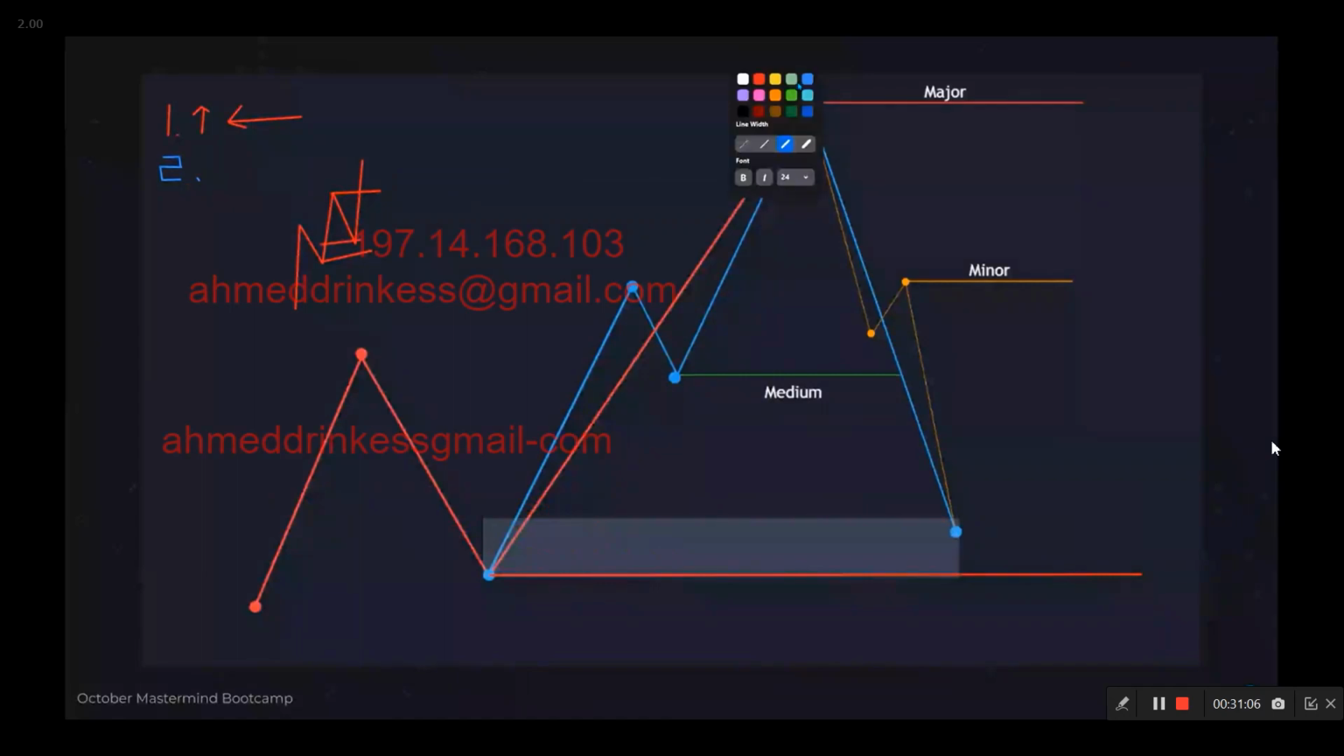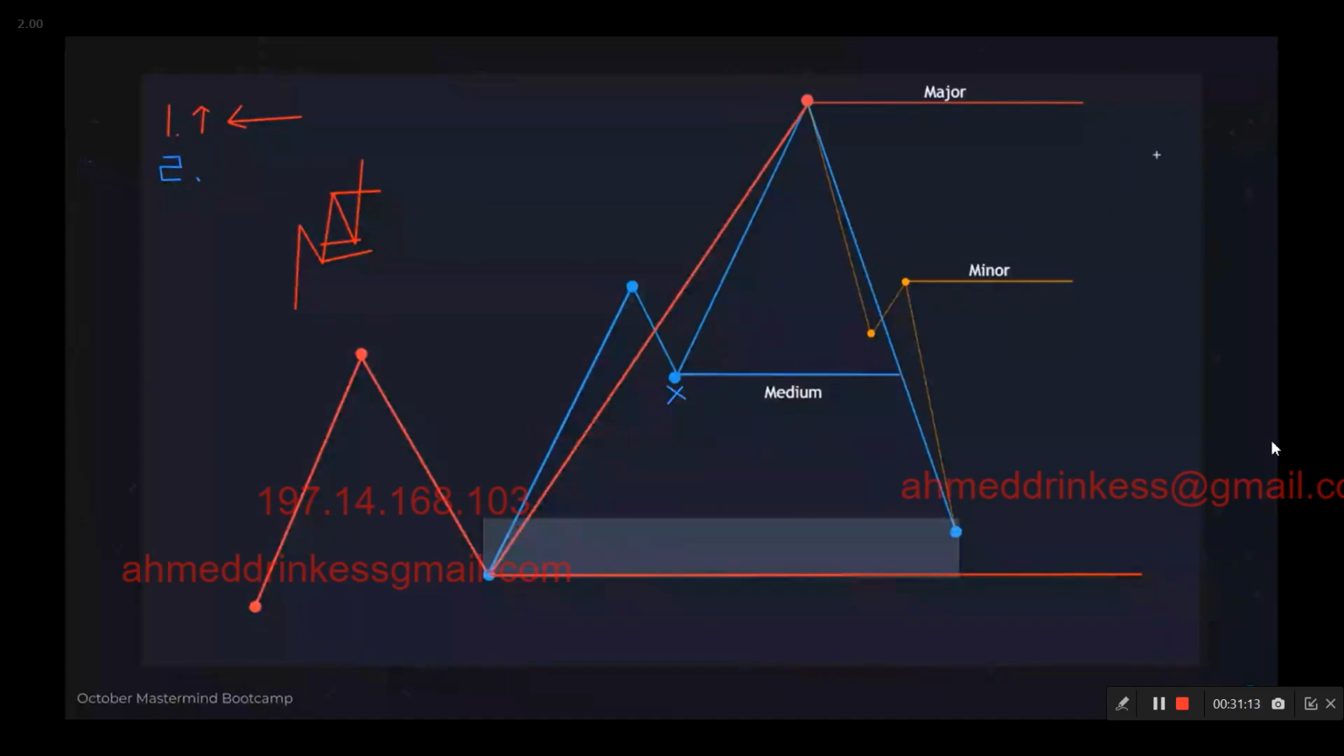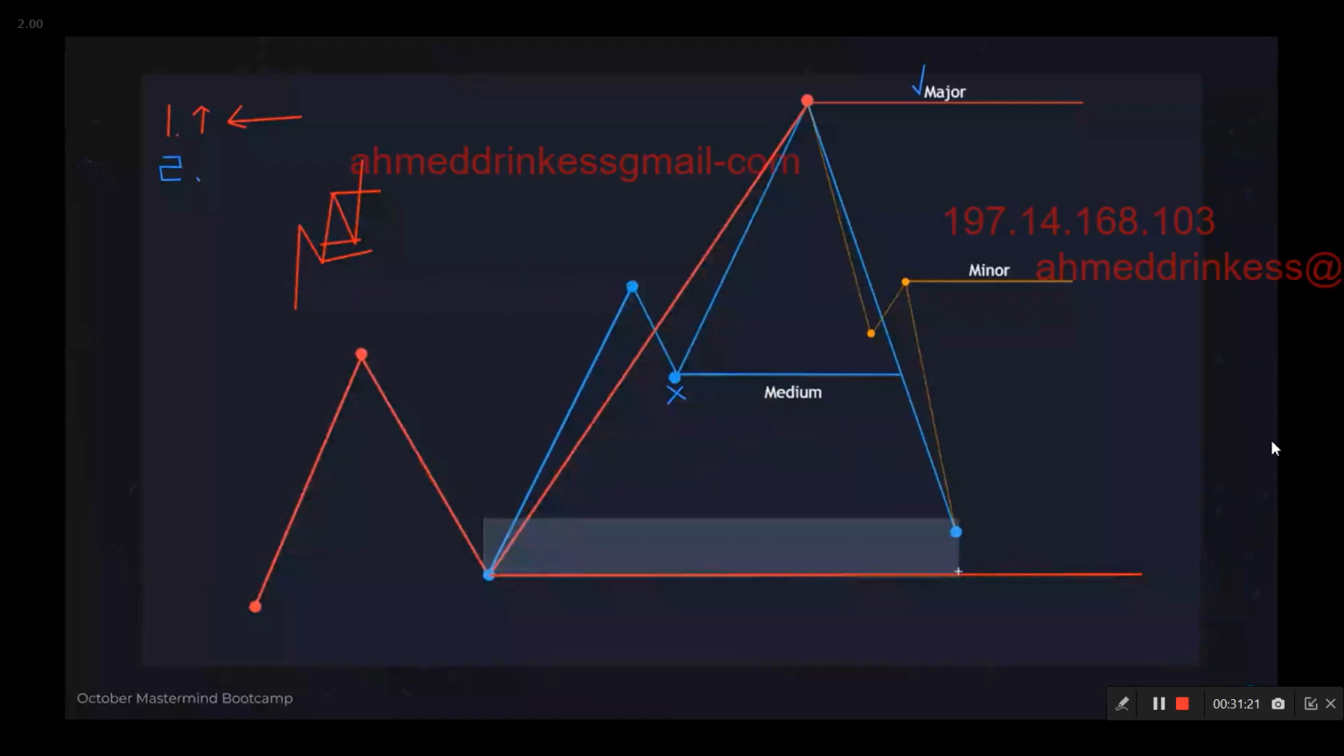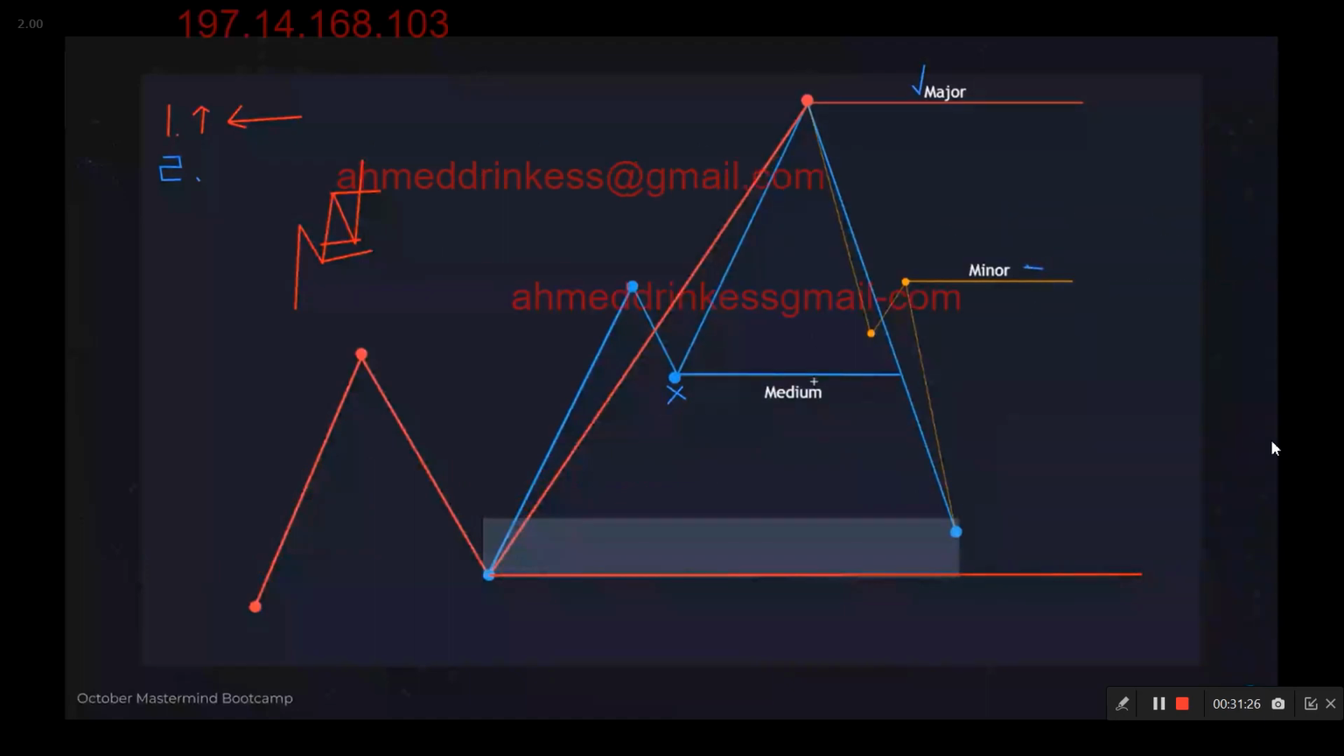So right here, we see that we have our medium inducement. In order to target a new major high, you always need to collect at the minimum a medium inducement. So to target this, you always need to collect a medium. After a medium inducement is collected, as you can see, it was raided right here. When a medium inducement is raided, swept, trapped, whatever terminology you want to use, what must happen afterwards is it needs to collect a minor inducement.